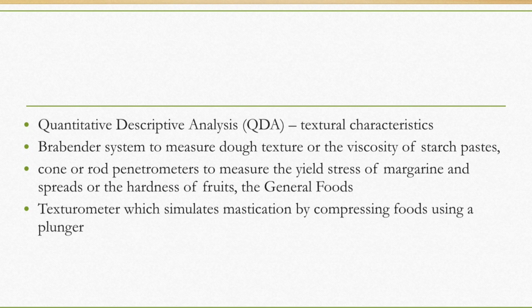It is actually the study or the analysis of the textural characteristics. Now, to study or measure the dough structure, the dough texture, or the viscosity of starch paste, we use the Brabender system. This is again a 1-mark question, jot it down. And to measure the yield stress of any kind of spreads, or to measure the hardness of fruits, we use a cone or a rod penetrometer.